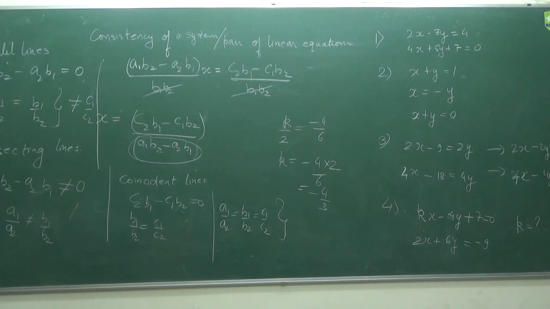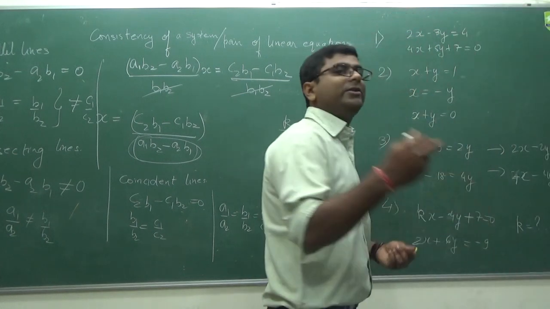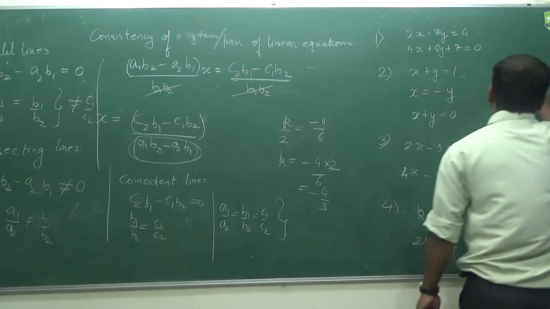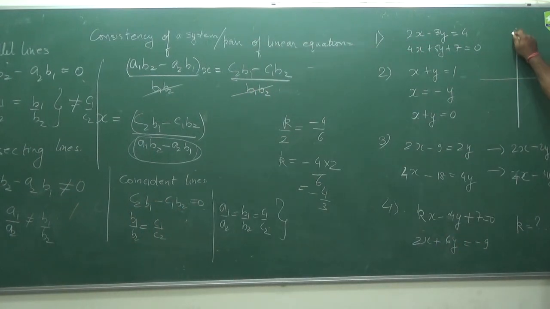k can be 1, can be 2, can be 5, can be 9, can be 1 million. Every time you get a new k, you will get a different set of equations, two different lines. Let us say these are the two lines. There is only one value of k where it becomes parallel, isn't it? The moment you change k, this line will tilt, and the moment it tilts, it will intersect somewhere.